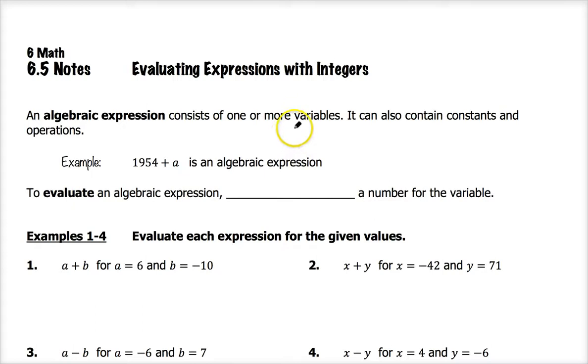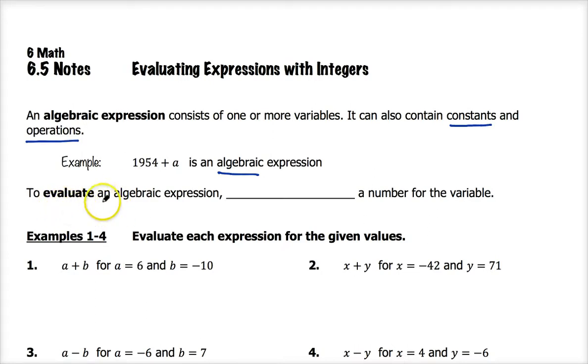Algebraic expressions have to contain variables, but they can also contain what are called constants, and that's just a fancy way of saying numbers, and operations: addition, subtraction, multiplication, and division. So for example, this statement here, 1,954 plus a, is an algebraic expression. It has a variable, which makes it algebraic, and then it has a constant, the number 1,954, and the operation of addition. We're going to practice evaluating algebraic expressions today.